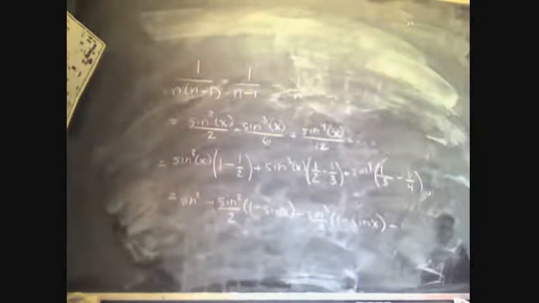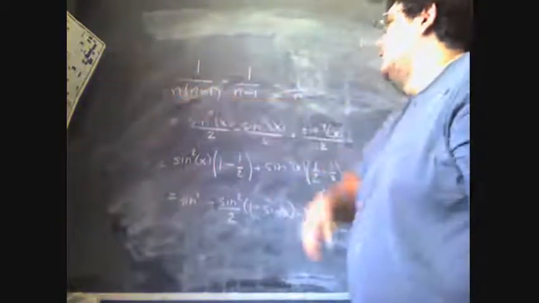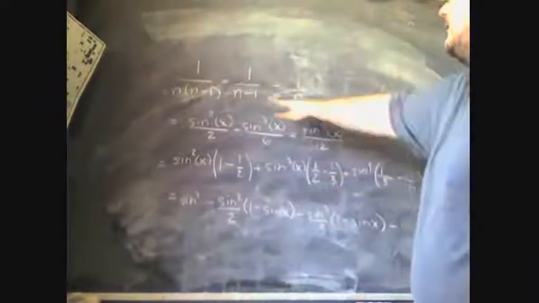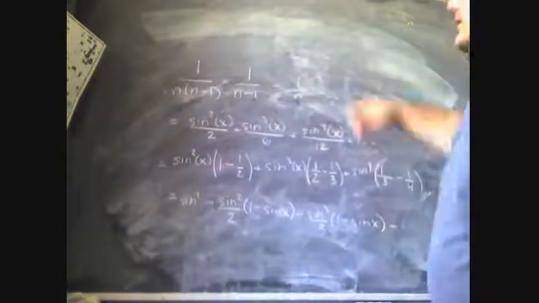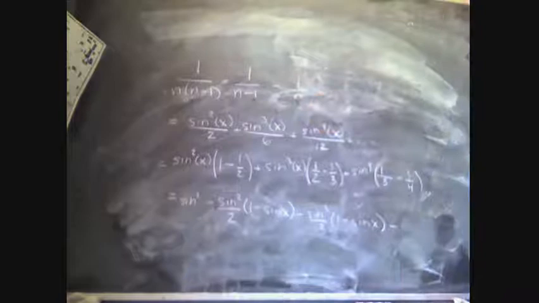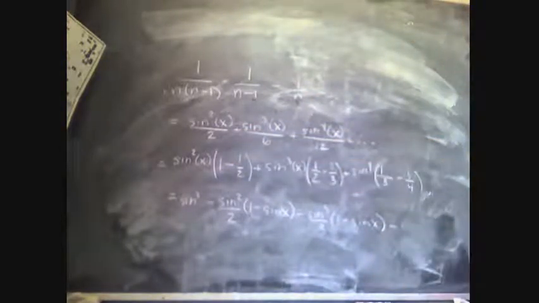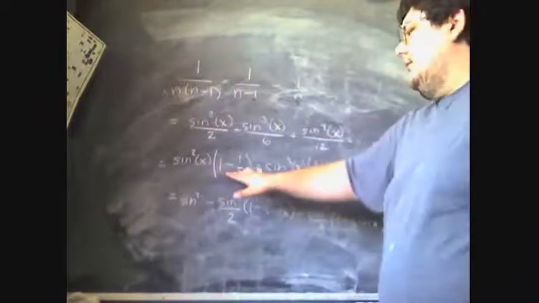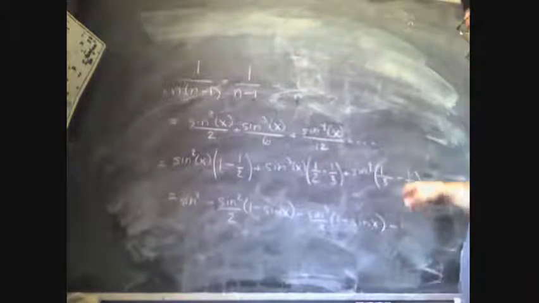So a little trick that we're going to use in this summation is we're going to take our n times n minus 1 product and break it up into 2 fractions. So we have 1 over n minus 1 minus 1 over n. And you can put these back together really quickly to check. So rewriting our first few terms of the series, we have sine squared times 1 minus 1/2 plus sine cubed times 1/2 minus 1/3 plus sine fourth times 1/3 minus 1/4.